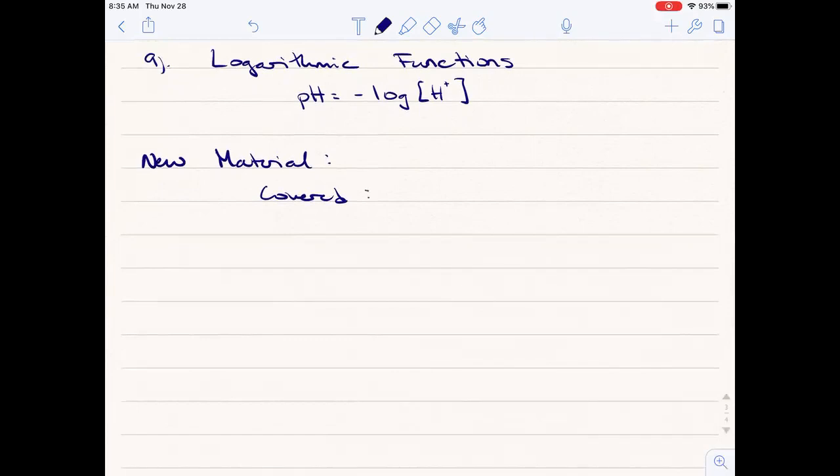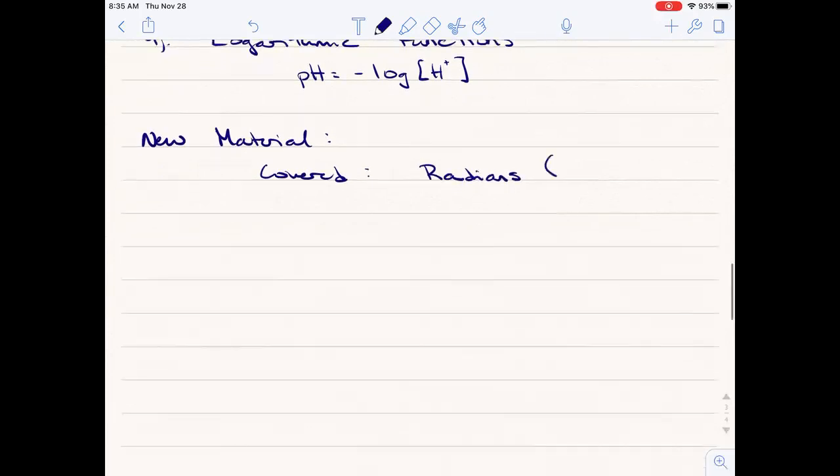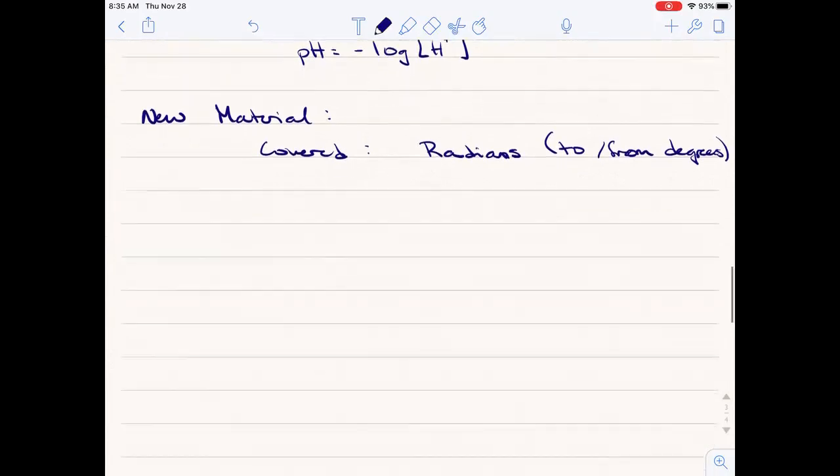because it feels nice. We talked about radians, kind of generally to or from degrees, the basics. We also talked about the definition of radians, but that's not going to come up.